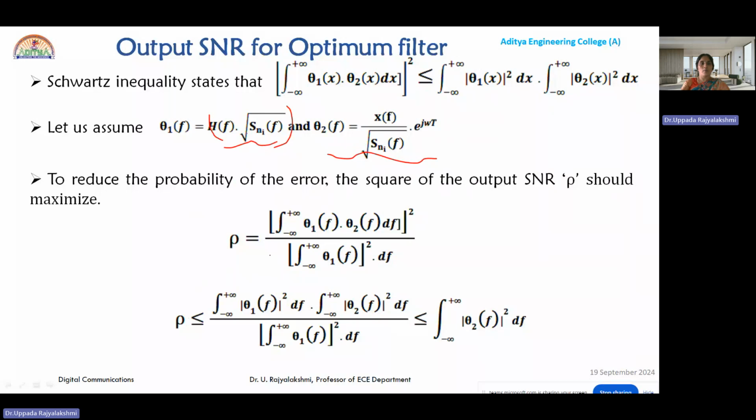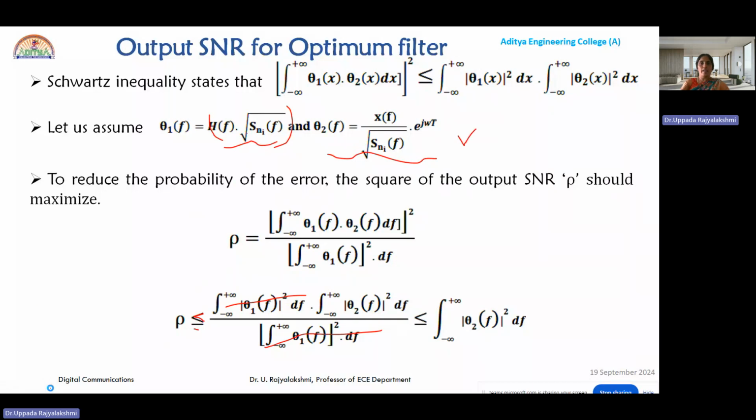So that's why we have expressed rho in the form of the Schwarz inequality, where this whole factor will be less than or equal to the product of the individual terms. So we have rewritten this as less than or equal to the integral from minus infinity to plus infinity of theta 1 of f square df, into the integral from minus infinity to plus infinity of theta 2 of f square df. Here theta 1 of f square cancels, and you will get rho max, that is the square of the output SNR, as less than or equal to the integral from minus infinity to plus infinity of theta 2 of f square df.